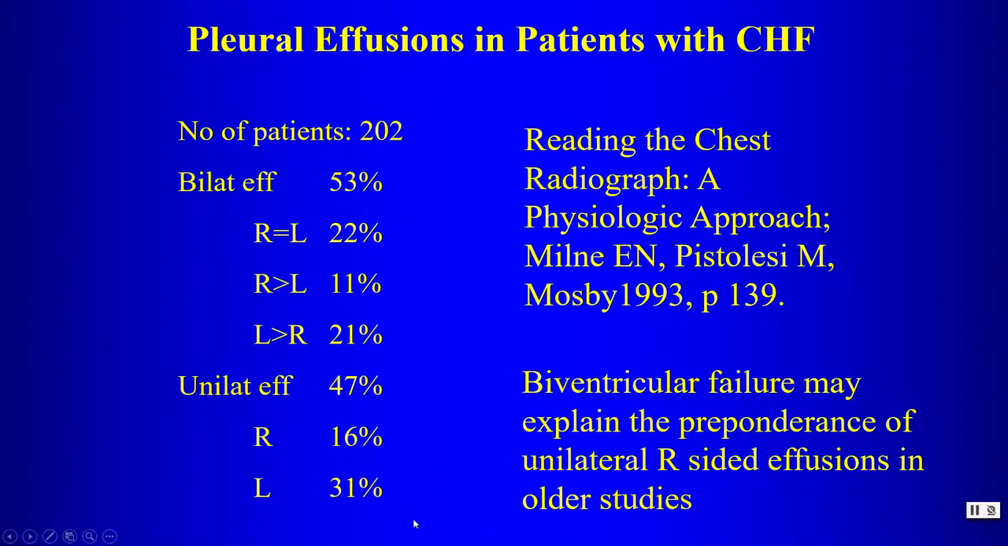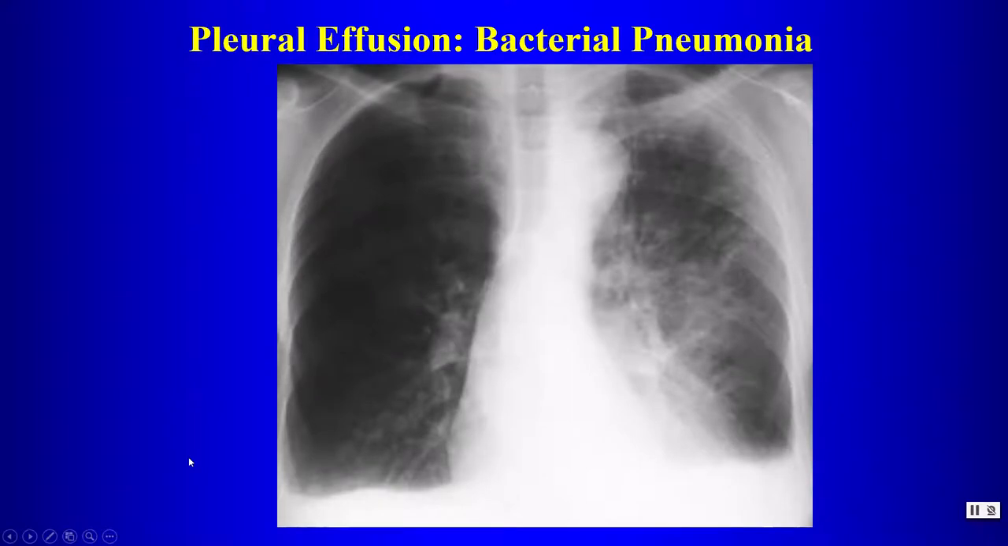It turns out that the older studies where they talked about unilateral right effusion being associated with congestive heart failure as opposed to unilateral left, those patients were probably in biventricular failure. And with biventricular failure, you're also more likely to get ascites because of the right heart failure there. And ascites is more commonly associated with right pleural effusion than left pleural effusion. So the point is, you can have unilateral pleural effusions on either side in patients who have congestive heart failure.